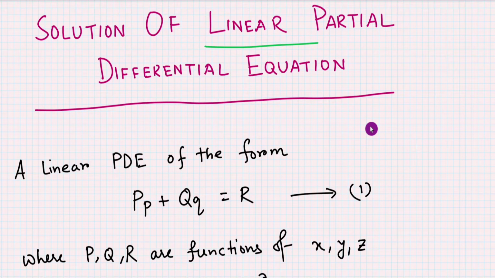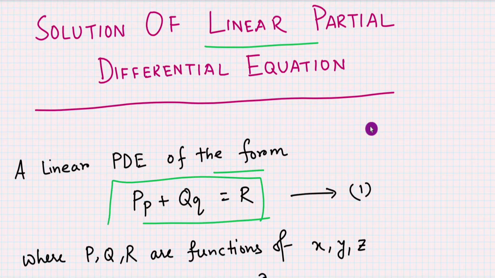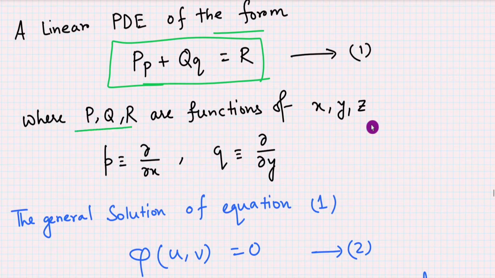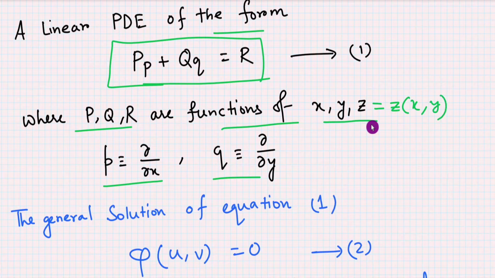A linear PDE is of the form Pp plus Qq equal to R. This is the general form of the linear partial differential equation, where capital P, Q, R are functions of x, y, z, and small p stands for the first order partial derivative with respect to x, and small q stands for the first order partial derivative with respect to y, and z is the dependent variable of the variables x and y, where x and y are the independent variables.